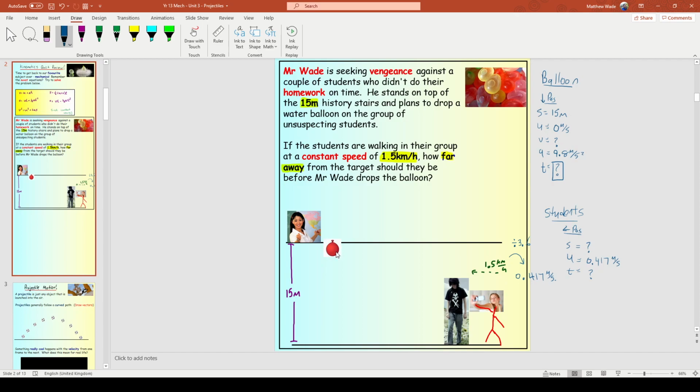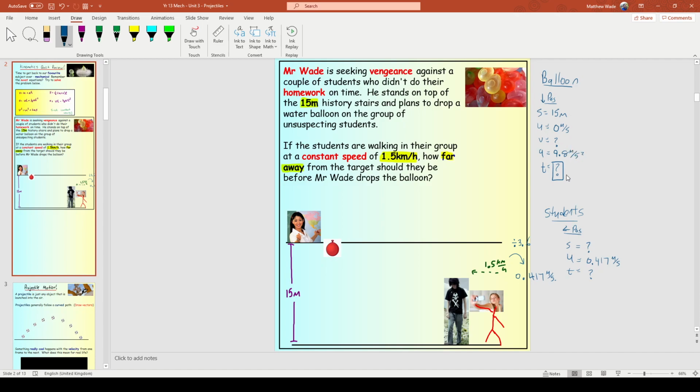If I know how many seconds I have to drop before the kids arrive, I can figure out from the students how far away they'd have to be before I drop it. Cool beans, buddies? You draw a square around the question mark that you don't know the answer to. That's how I do it anyway, and that's how you should do it too.